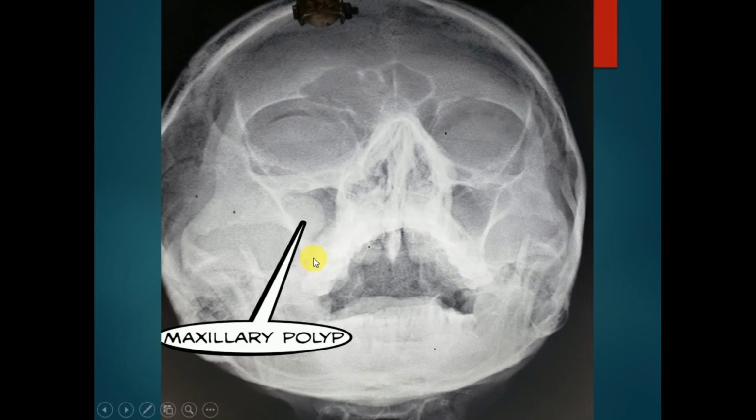This is the plain X-ray, nose and nasopharynx, occipitomental view showing a convex homogeneous opacity in the maxillary sinus. The most probable diagnosis is maxillary polyp.